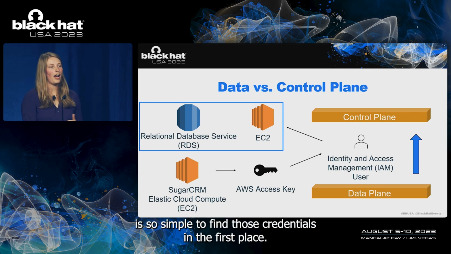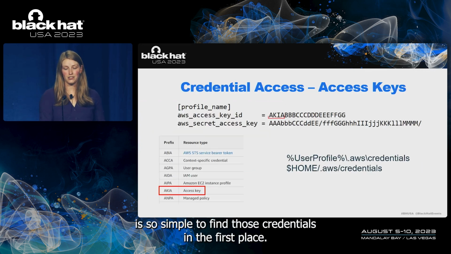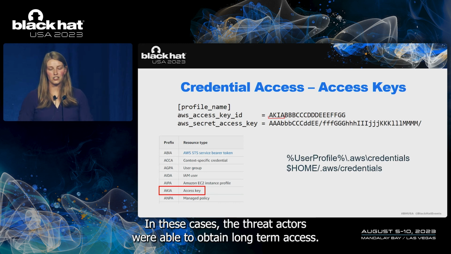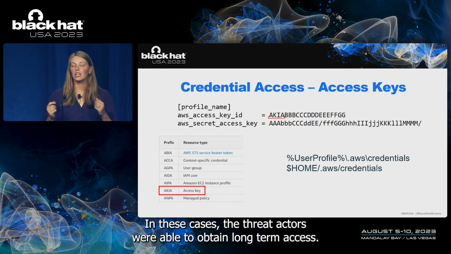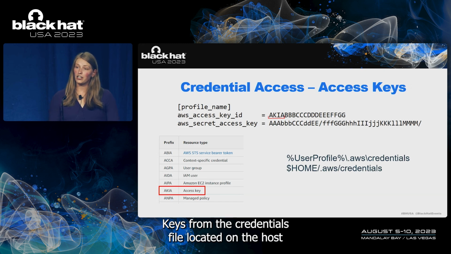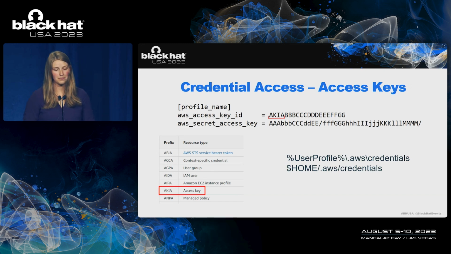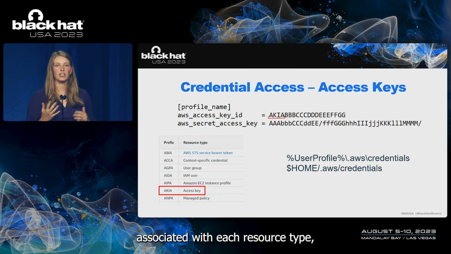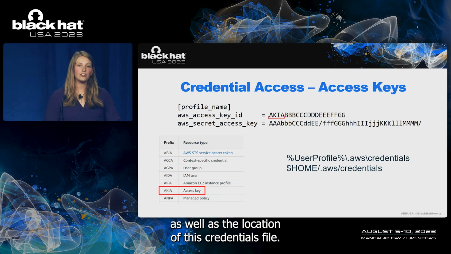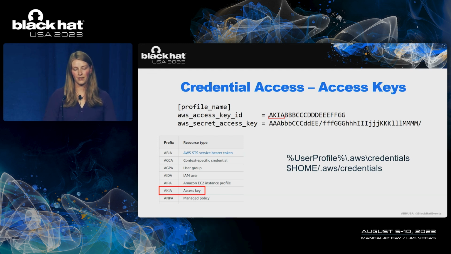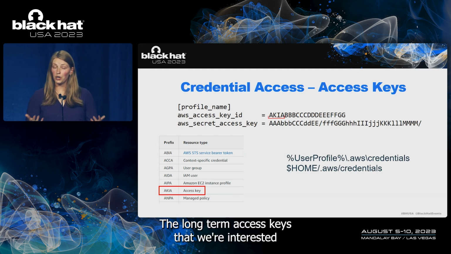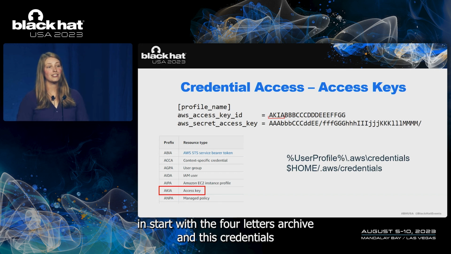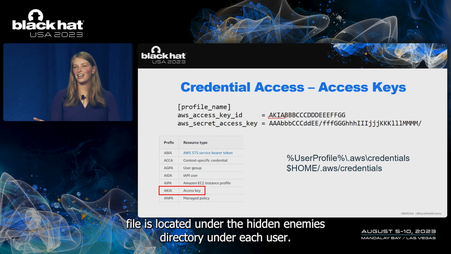Let's take a look at why it was so simple to find those credentials in the first place. In these cases, the threat actors were able to obtain long-term access keys from the credentials file located on the host. AWS provides documentation about the different prefixes associated with each resource type, as well as the location of this credentials file. The long-term access keys that we're interested in start with the 4 letters AKIA, and this credentials file is located under the hidden AWS directory under each user.